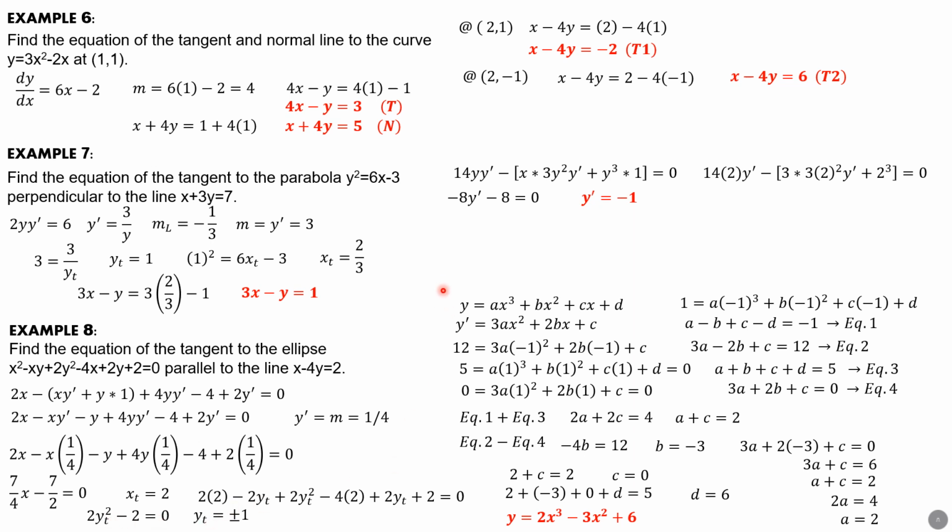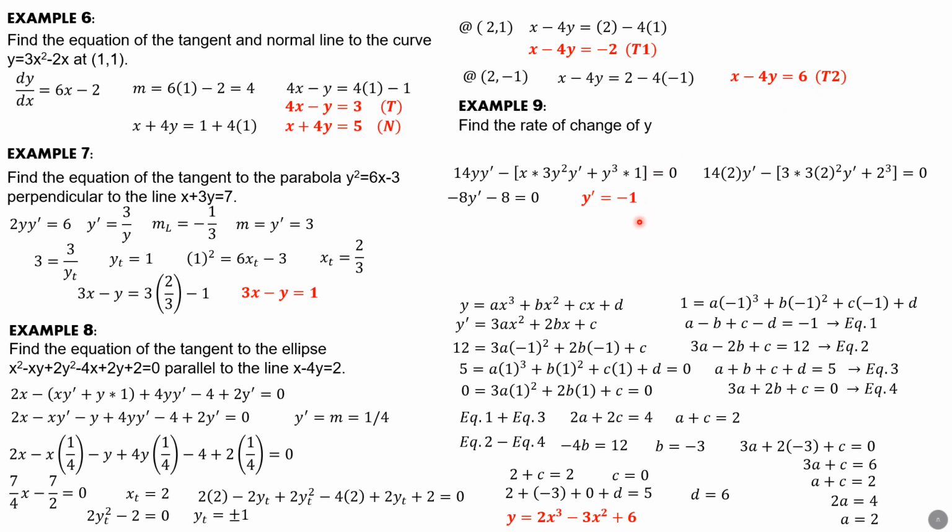So we have 2 points of tangency because that's an ellipse and it's parallel to that line. So obviously there are 2 points of tangency. One is x sub t is 2, y sub t is positive 1. So the equation of the tangent, because the slope is 1/4, is x minus 4y equals xt minus 4yt. So x minus 4y equals negative 2. That's the first tangent. At 2 comma negative 1, x minus 4y equals 2 minus 4 times negative 1. So x minus 4y equals 6. That's the second tangent.